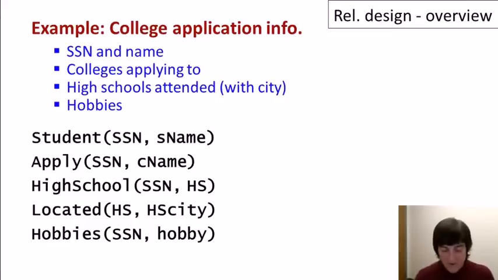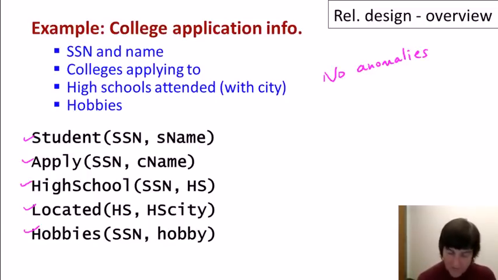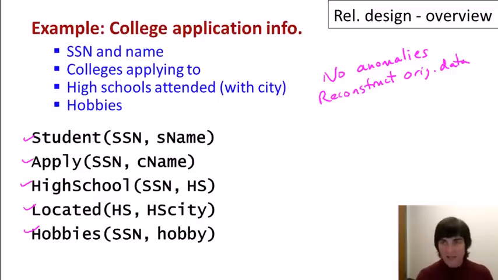So now let's take a look at a very different design for the same data. Here we have 5 different relations, one with the information about students and their names, one where they've applied to colleges, one where they went to high school, where their high schools are located, and what hobbies the student has. In this case, we have no anomalies. If we go back and look at the 3 different types, they don't occur in this design. We don't have redundant information, we don't have the update anomaly or the deletion anomaly. Furthermore, we can reconstruct all of the original data from our first design. So we haven't lost any information by breaking it up this way. So in fact, this looks like a much better design.